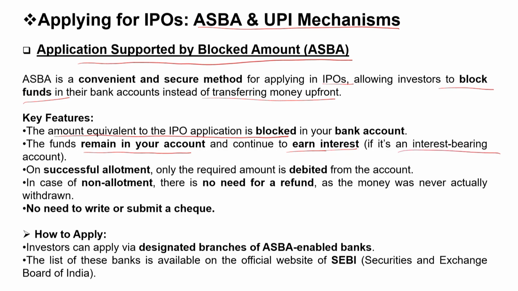If the credit of shares is done, that is, a successful allotment is made, then only the amount will be debited. Otherwise, the funds will be released for your use and there will be no need for a refund for the investor. So there will be no need to write or submit a check if you are using the ASBA system. So how can you apply? Investors can very easily apply with the designated branches of ASBA enabled banks, and the list of banks is available on the official website of SEBI, with the help of which you can very easily apply for the ASBA system for investing into the stock market.